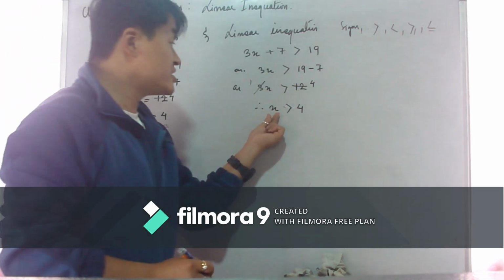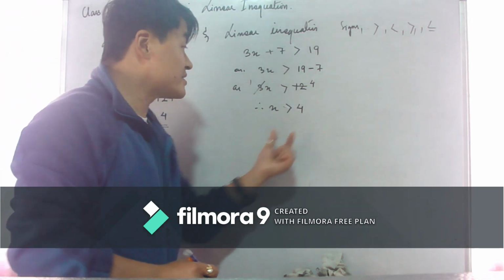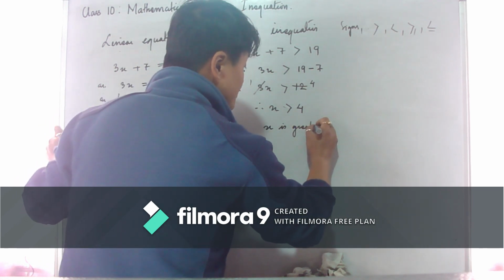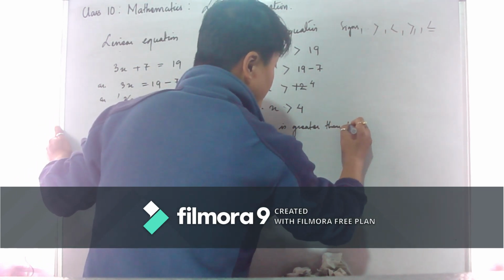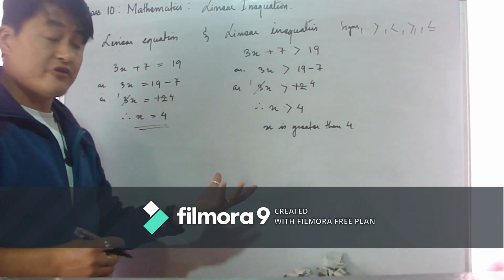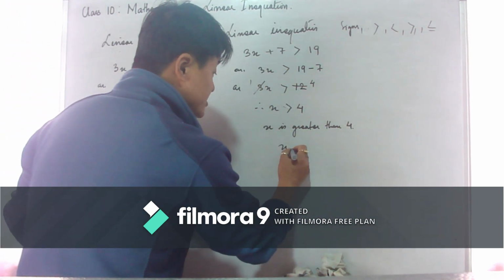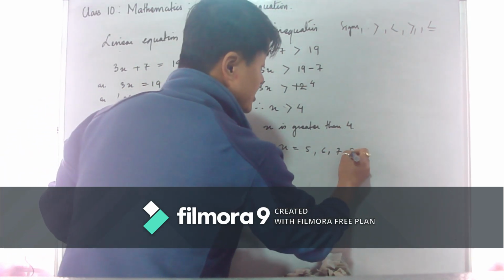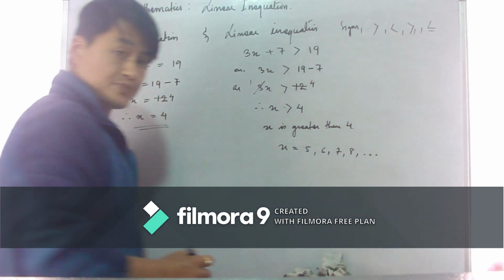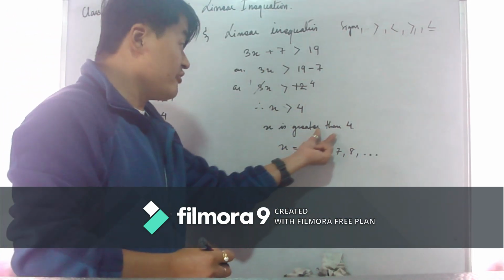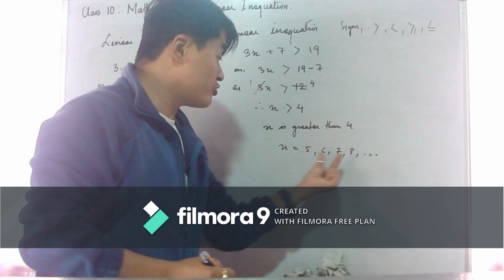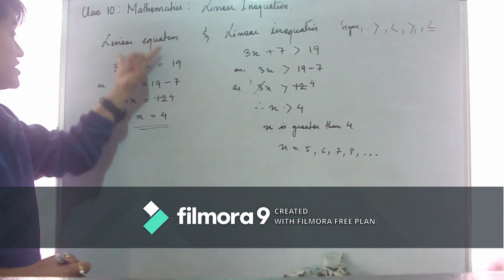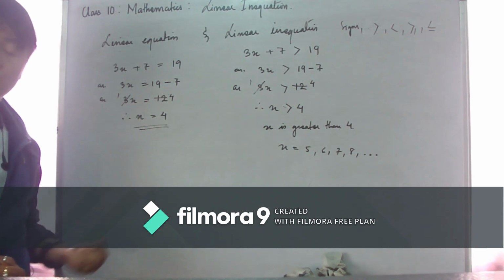But in the inequation here, x is greater than 4. So if you have to find the value of x, x may be 5 or 6 or 7 or 8 and so on. Clear? So all the values which are greater than 4 are the values of x when we solve the inequation, but in the linear equation the value of x is 4.